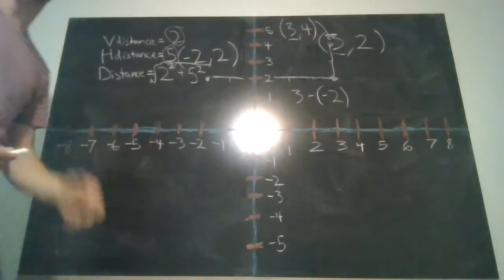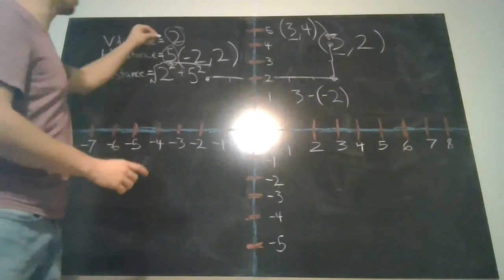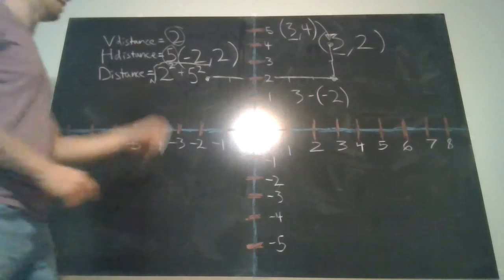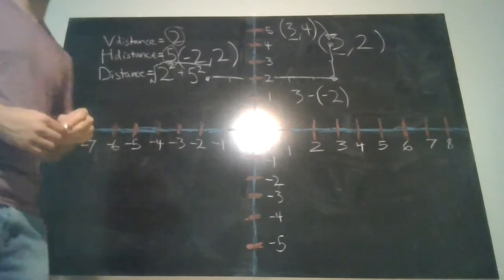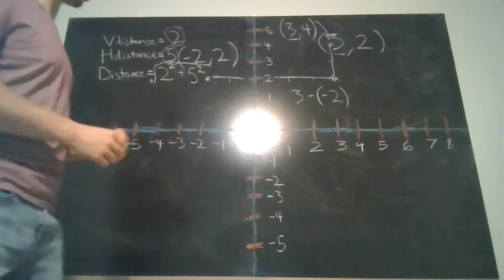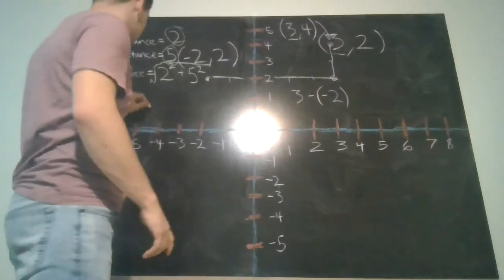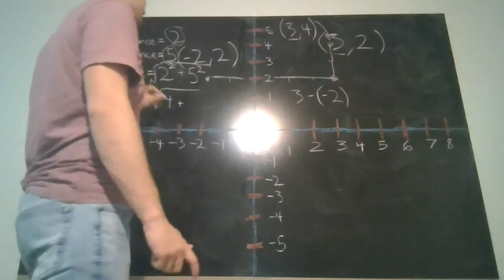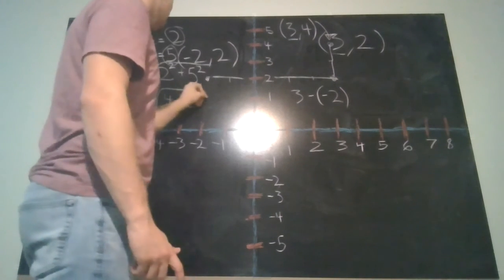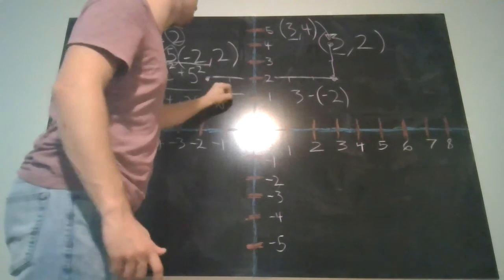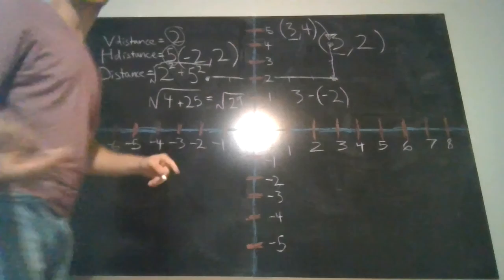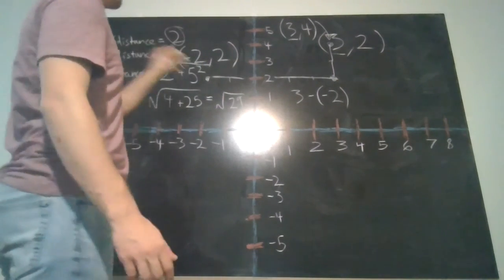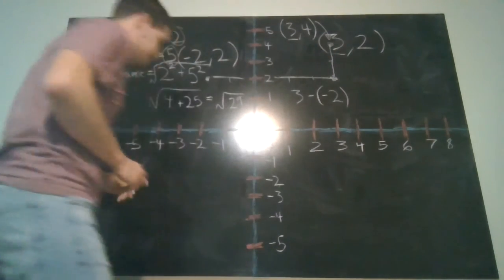That's called the distance formula, where you take the square of the vertical distance and the square of the horizontal distance, add them up, and take the square root. So what this will actually be is the square root of 2 squared, which is 4, plus 5 squared, which is 25, equals the square root of 29. And that's going to be the total distance between this point and that point.